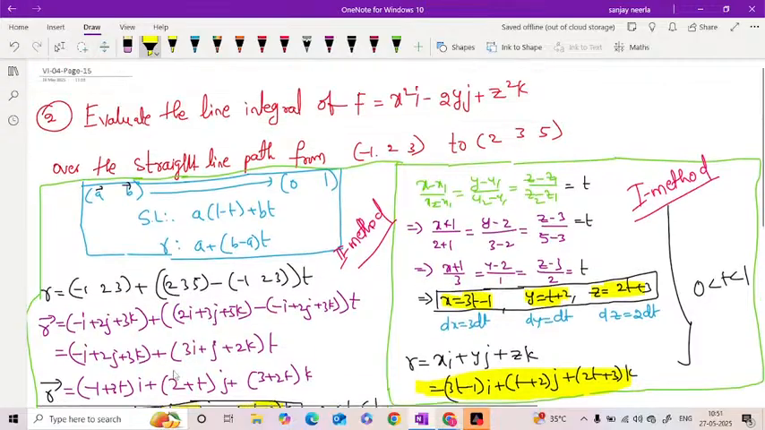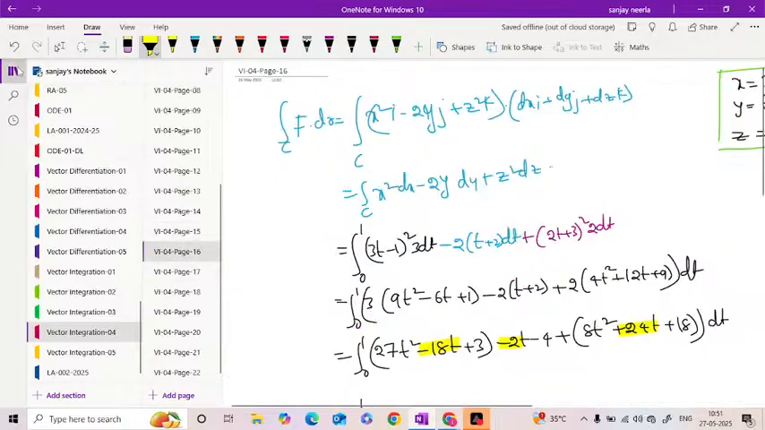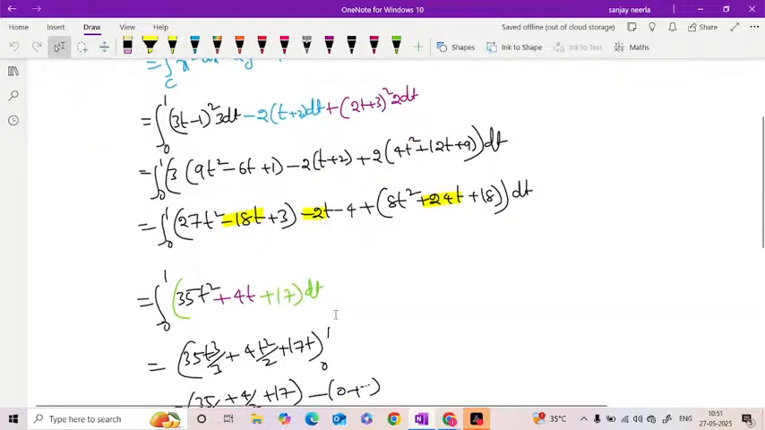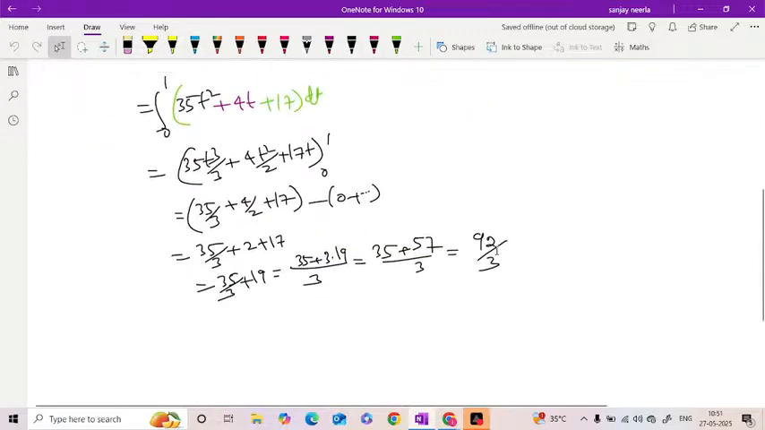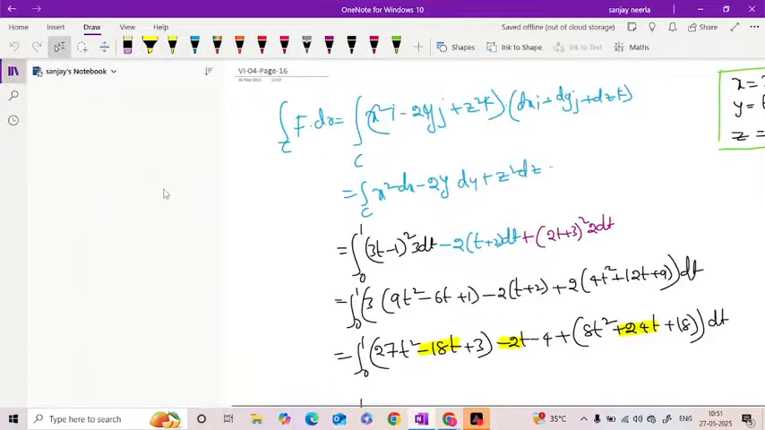Now we have the position vector and F, so we can easily find the line integral. That means the dot product of this position vector derivative and the vector field. Just substitute. Now the total result is in terms of t; evaluating, we get 92 by 3. So this is the line integral of the vector field.